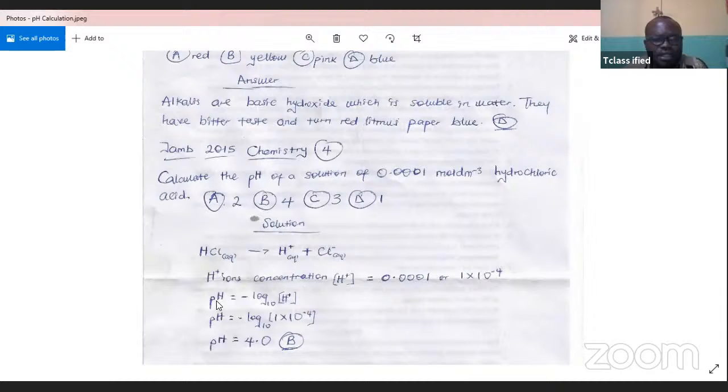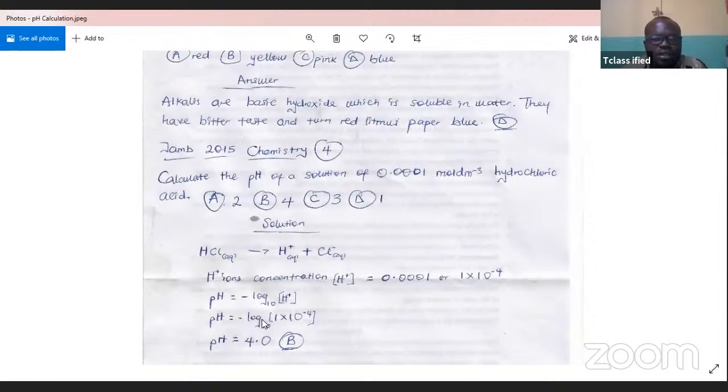So our pH is equal to, like we all know, the negative logarithm of the hydrogen ion concentration. So this concentration, like I said, is the concentration of the hydrogen ion. So we'll put this in standard form here so that we can manipulate this logarithmic expression.